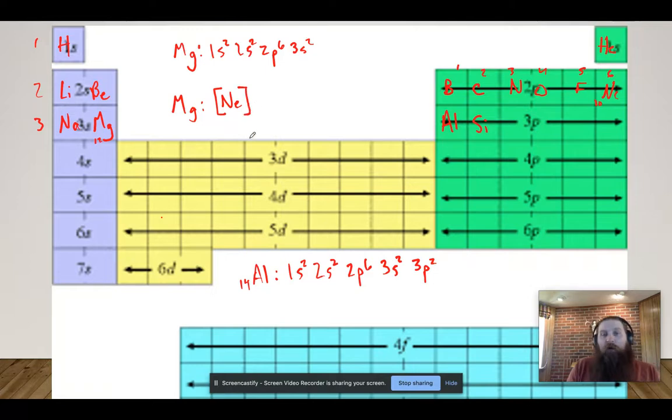This is a non-negotiable kind of thing. You have to follow this format. So I say neon in brackets, and then I just pick up at neon. So I'm right here. The next thing takes me to 3s2.